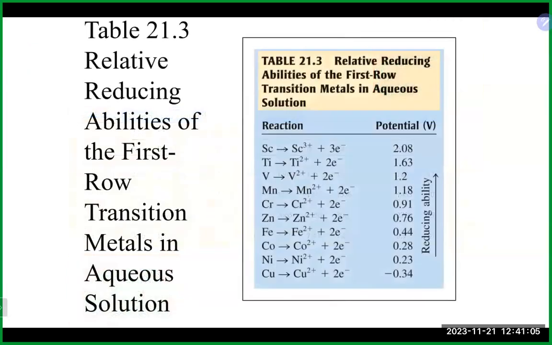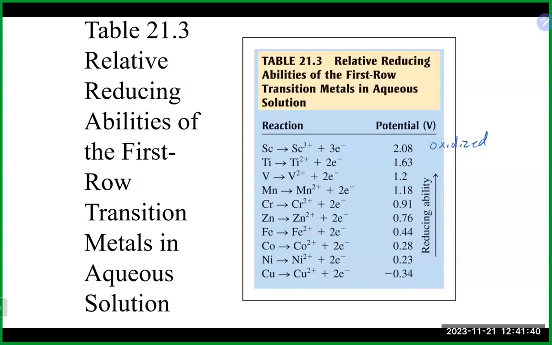More things there. These are relative reducing ability of first row transition metals. And we have our potential here. And what we see here is reducing ability increases as you go up, which means if the reducing ability increases, then this guy should be getting oxidized, because our reducing agent is the guy that gets oxidized. So here we would see Sc has a 2.08 potential, and our copper there is minus 0.34.